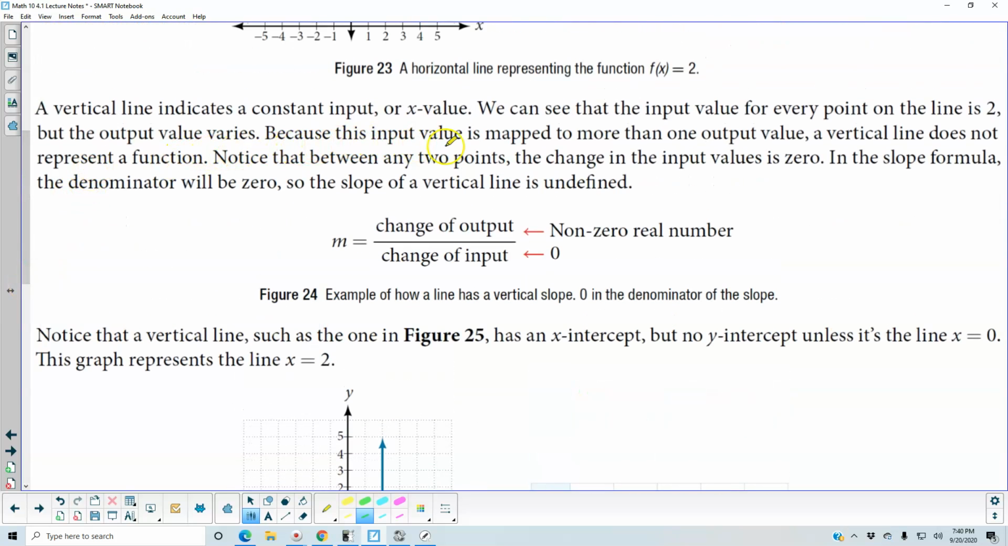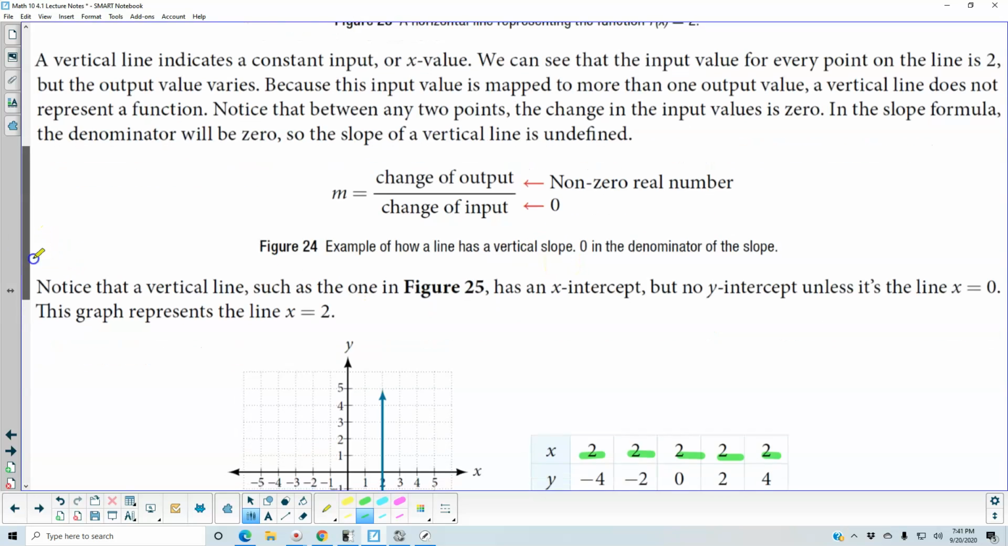Now, because this input value is mapped to more than one output value, a vertical line does not represent a function. Notice that between any 2 points, the change in the input values is 0. In the slope formula, the denominator will be 0. So the slope of a vertical line is undefined. Change of the output over the change of the input, and we're getting a 0 for the denominator.